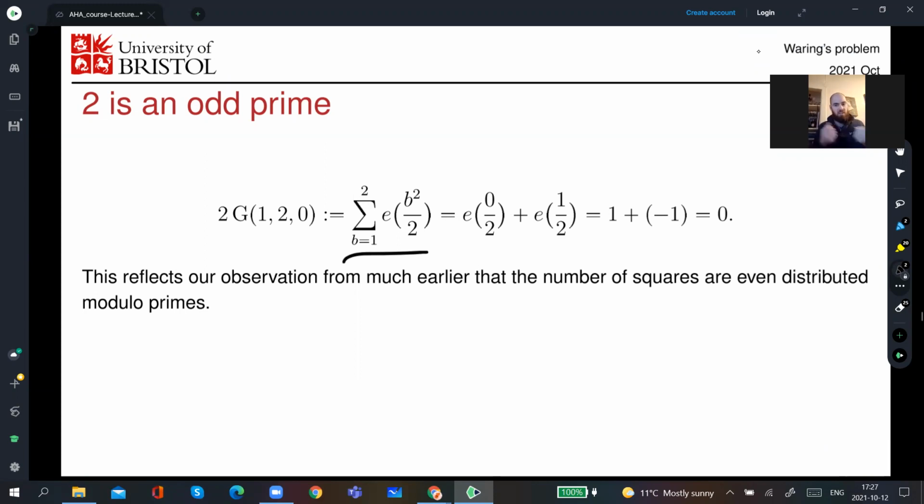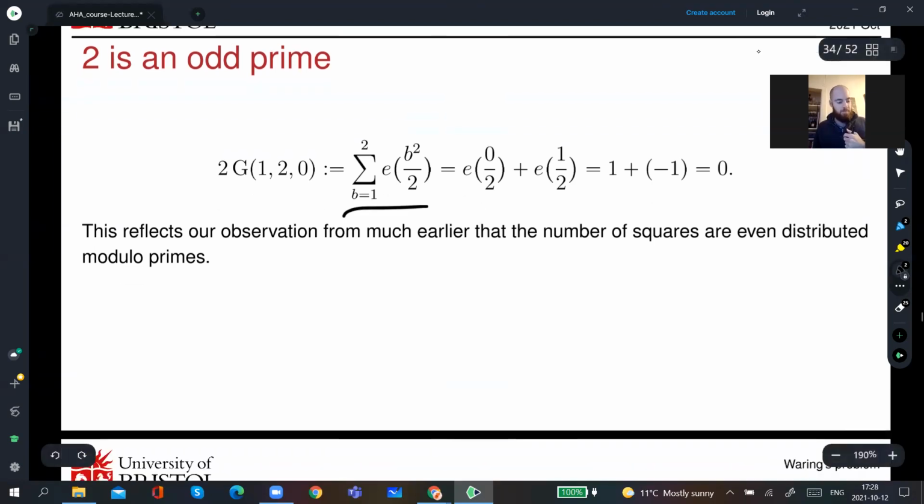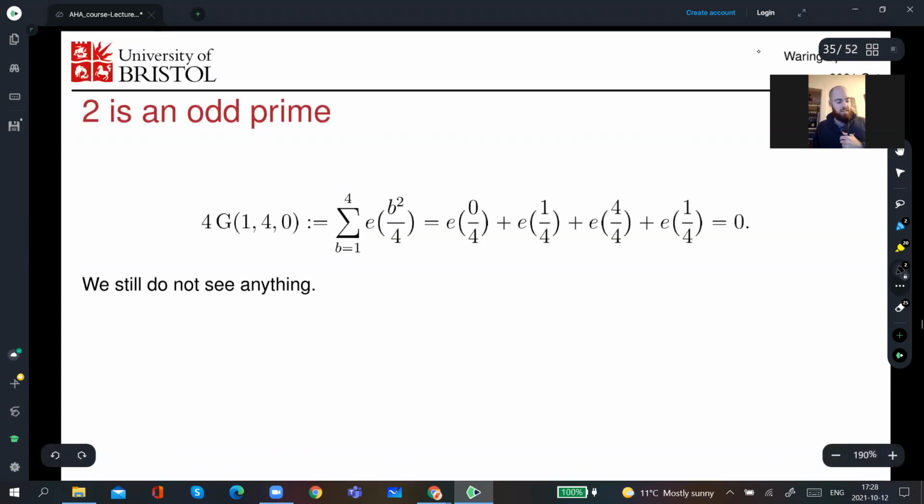And this again is a reflection of our observation from lecture 1 that half of the squares are even and half of the squares are odd, because half of the numbers are even and half the numbers are odd respectively, and squaring preserves even and odd. Okay. Let's consider what happens for 4.